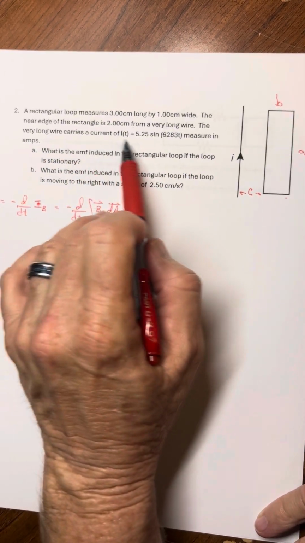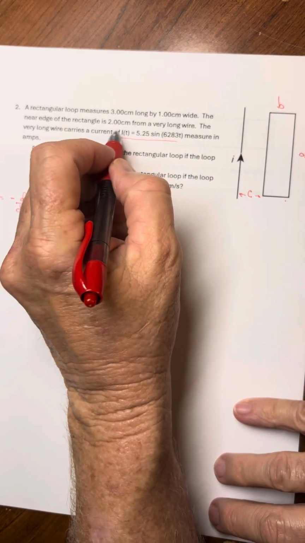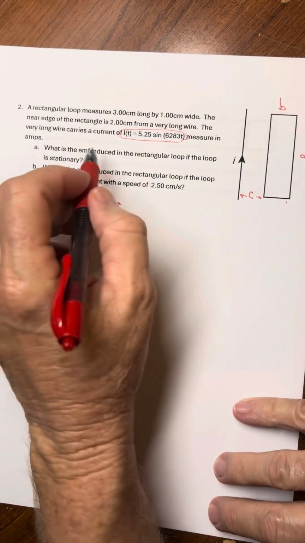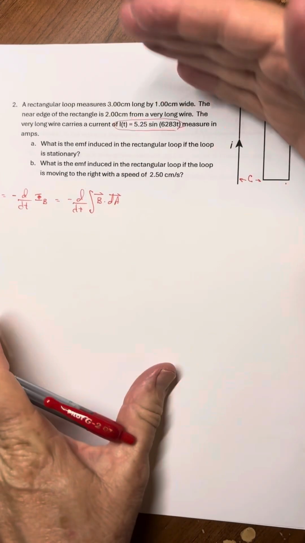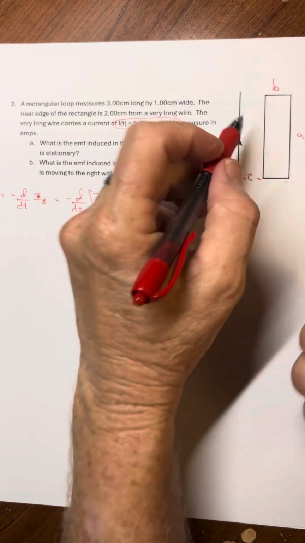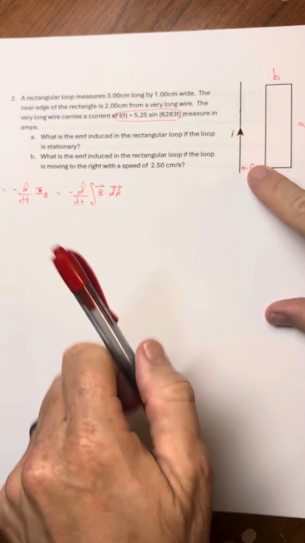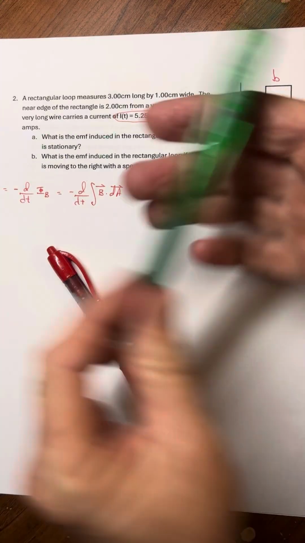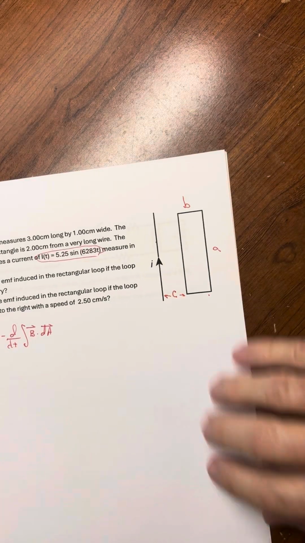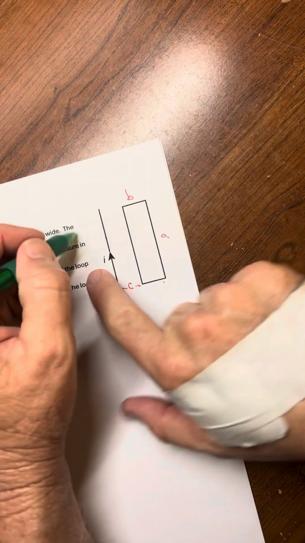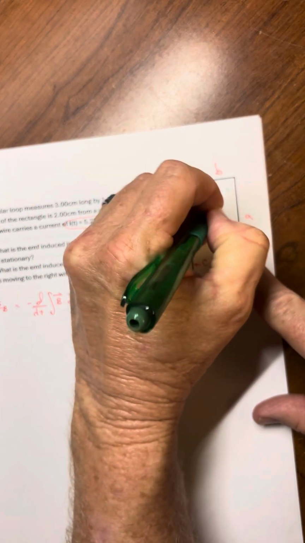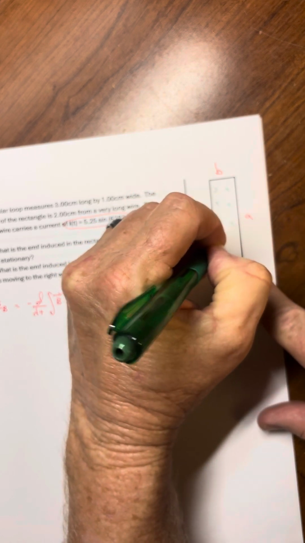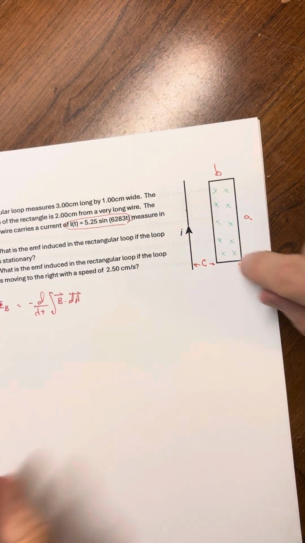The very long wire carries a current, and there it is, a current that changes with time and is measured in amps. So we learned the right-hand rule: if you were to grab this wire with your right hand, with your thumb going in the direction of the current, you would get magnetic flux, with my green here, and the flux would come out of the paper on this side and go in on this side. So we're definitely going to have some flux based on the current.